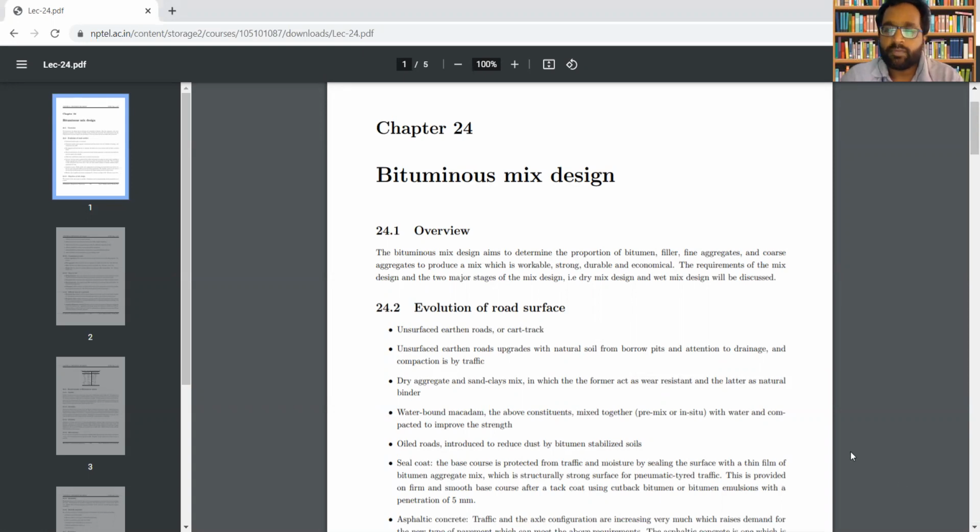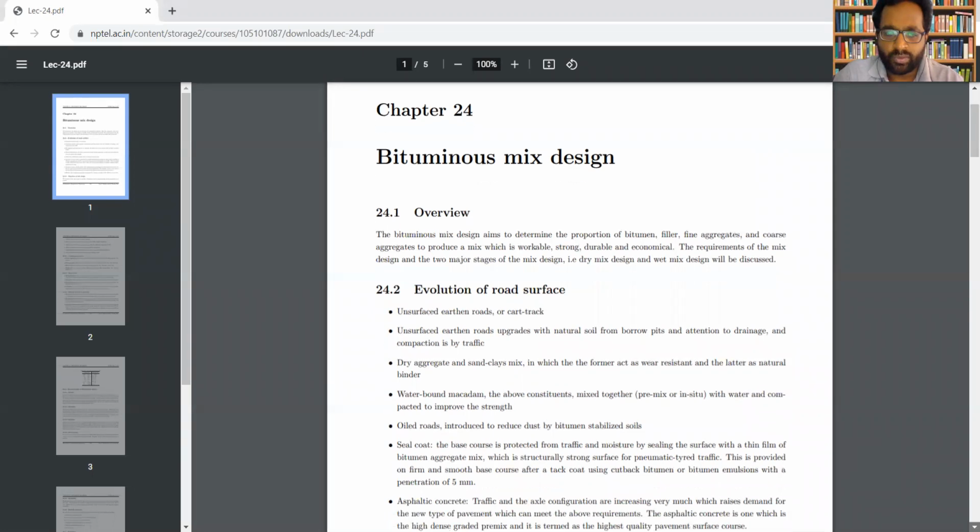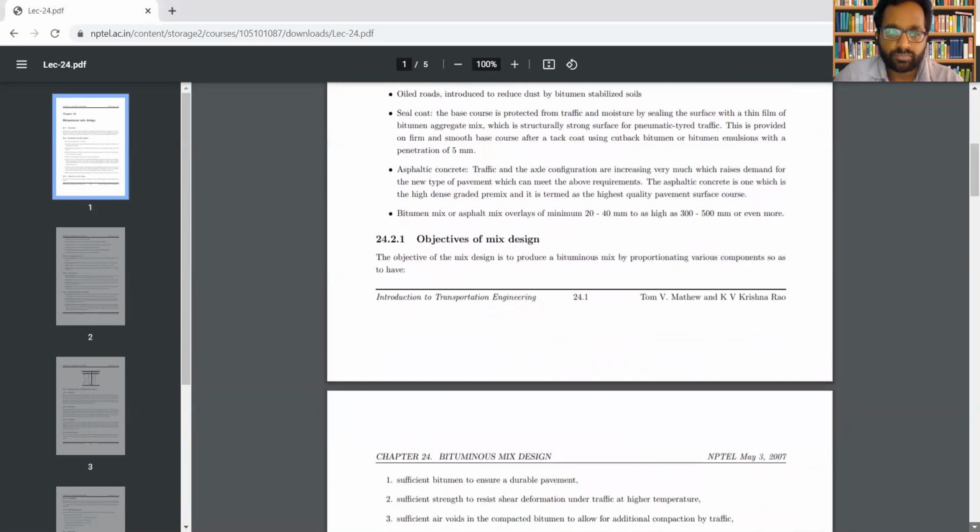The different types of road surfaces, or evolution of road surfaces, will be included. First of all, unsurfaced earthen roads, which are a primitive type of road. Then unsurfaced earthen roads upgraded with natural soil from borrow pits. These things you can read for yourself. I don't think we need to discuss them.